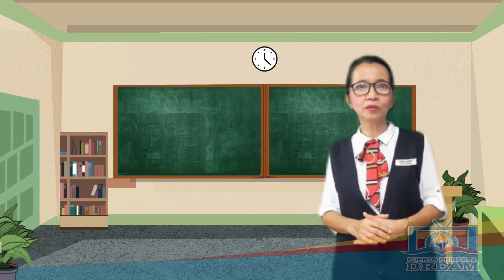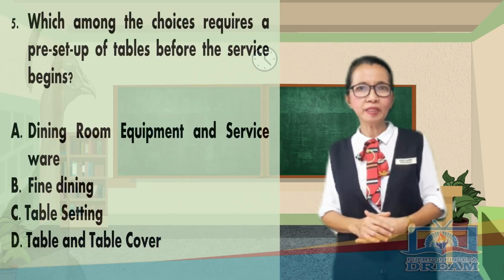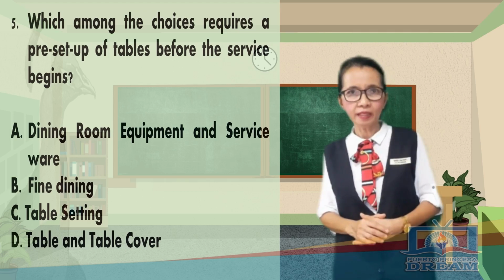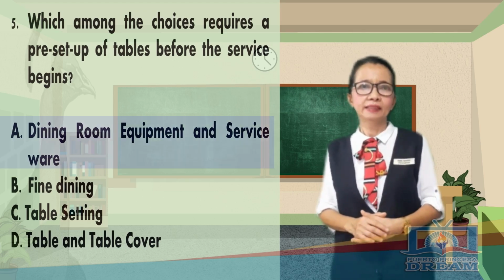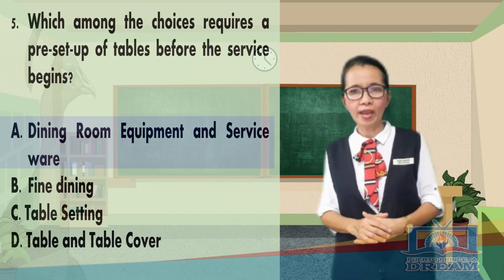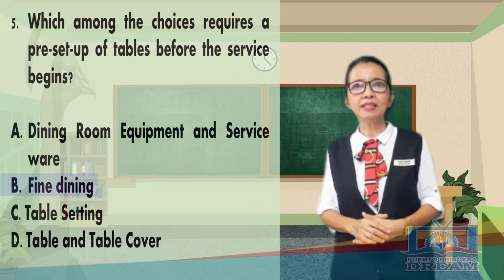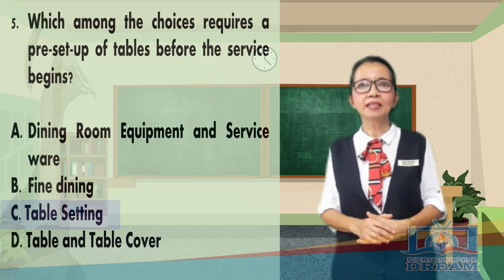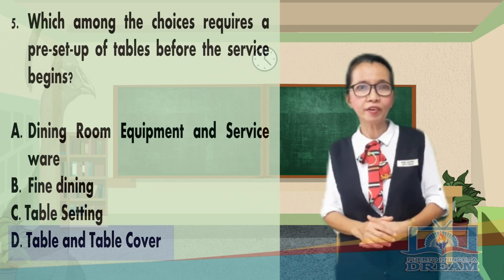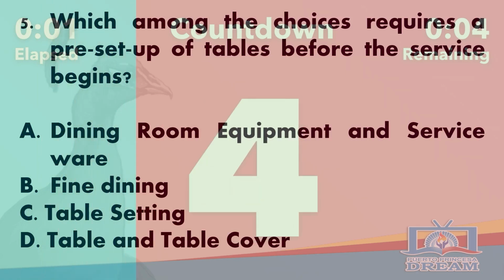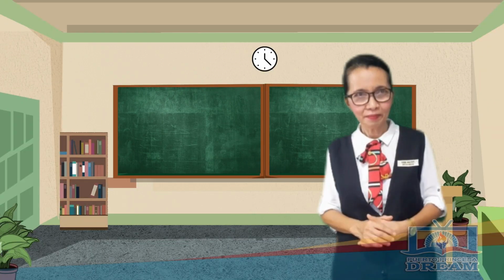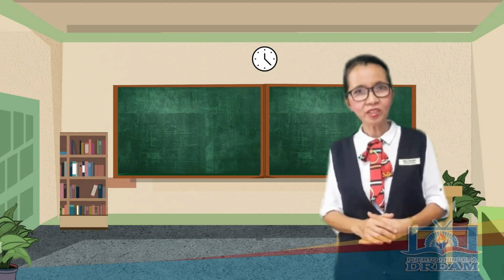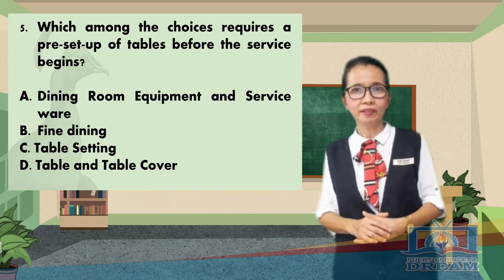Now, let's go to question number 5. Which among the choices requires a pre-setup of tables before the service begins? A. Dining room equipment and serviceware. B. Fine dining. C. Table setting. D. Table and table cover. 5, 4, 3, 2, 1, 0. Time is up! If your answer is letter B, you are correct.